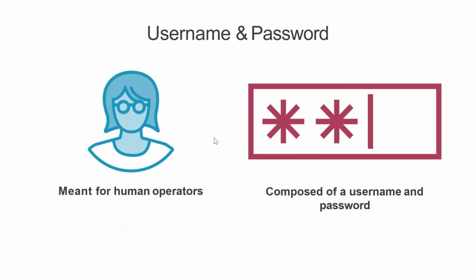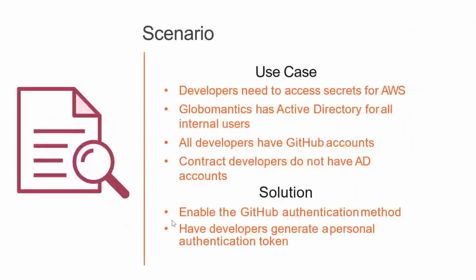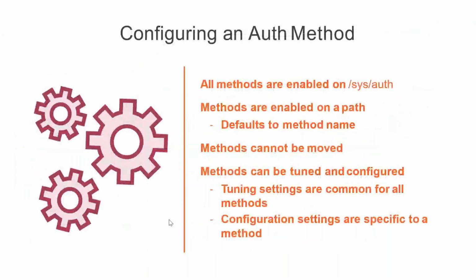For example, if you want human, then username and password is good for you. If you want system, then app role is good for you. Machines talking to the vault, then app role is good for you. It is used for machine and application, and this authentication is done by role ID and secret ID, and push and pull of the secret ID, you can do that. So yes, some of the scenarios which you have, I'll just ignore. This one not needed, and so on. So authentication method is done.